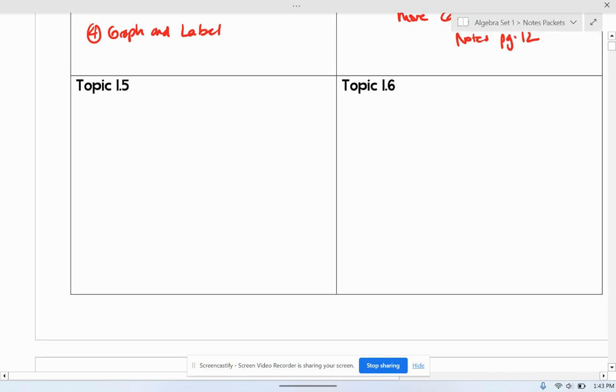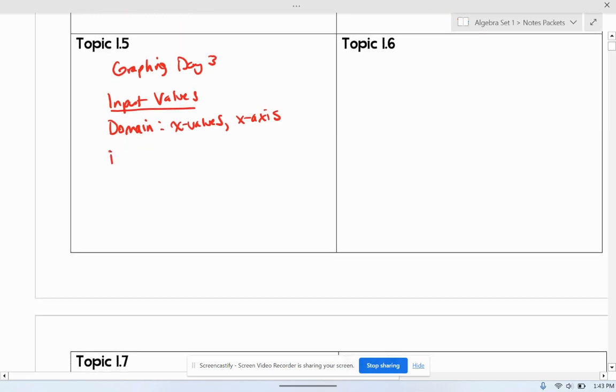So topic 1.5, that was graphing day 3. And we talked about the input values, which are the domain. They're all x values that the graph spans. And you can find them by looking on the x-axis. The domain always goes from left to right.